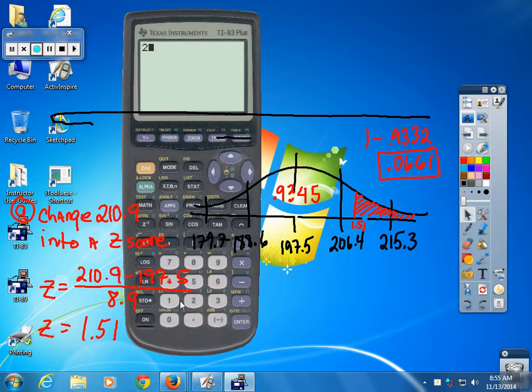All right, 210.9 minus 197.5 equals, divided by 8.9.